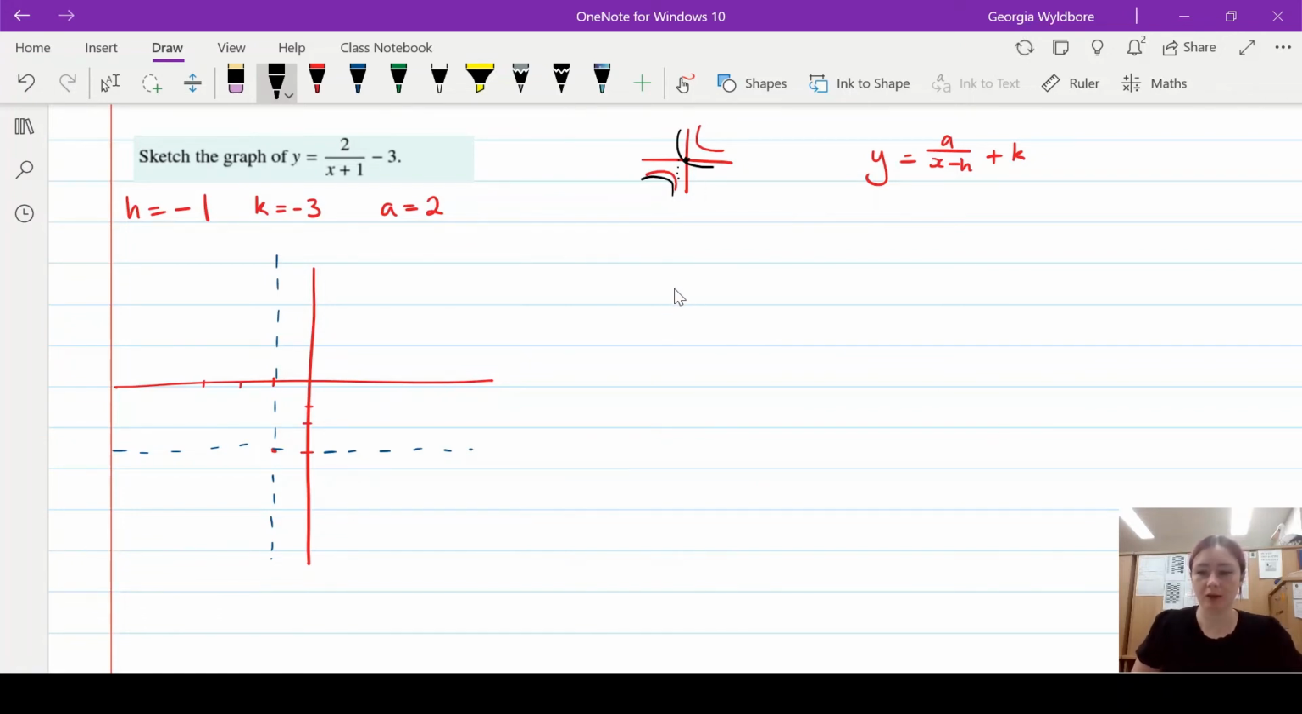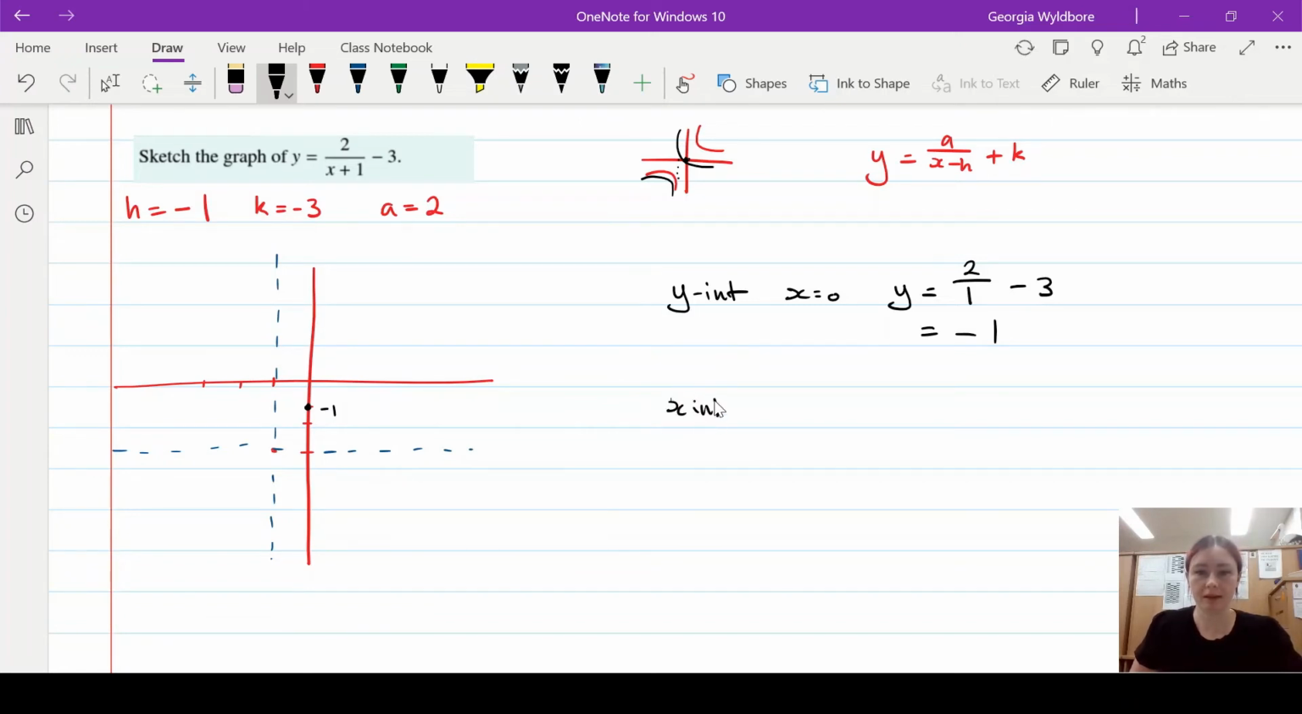So if we work out first our y-intercept, we just make x equal to 0. So we get y equals 2 over 0 plus 1, minus 3. So 2 minus 3 is -1. So we know we have a y-intercept at this point here at -1.